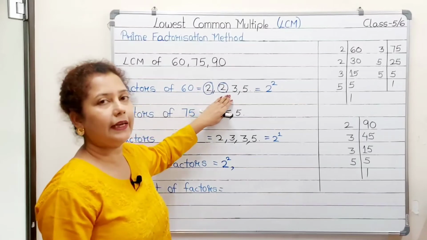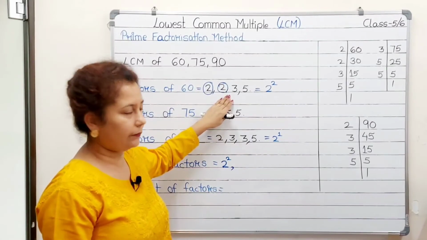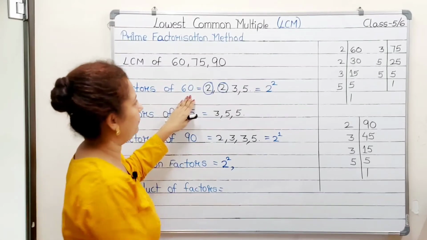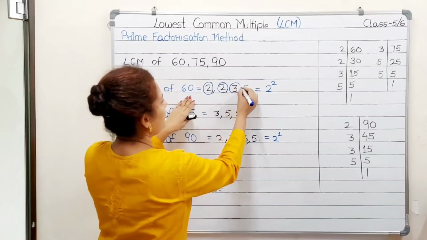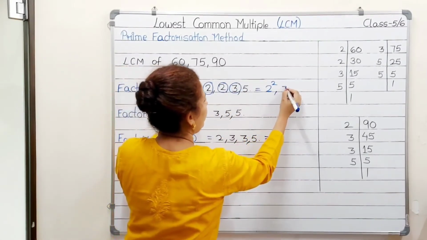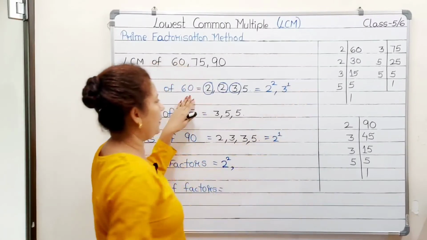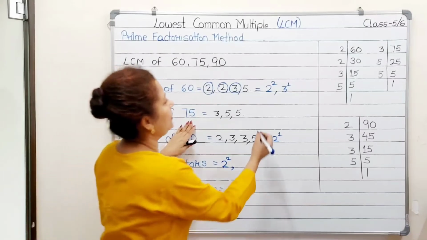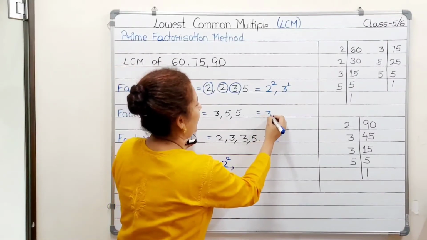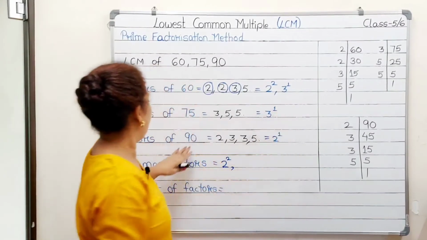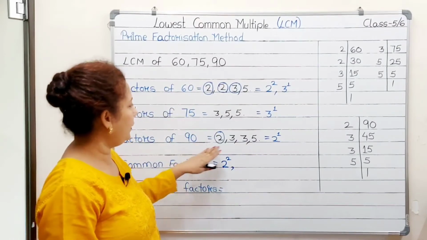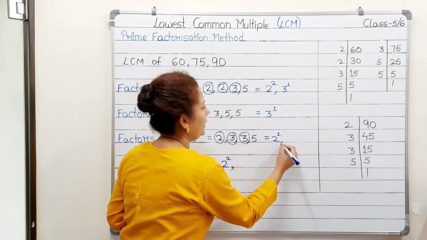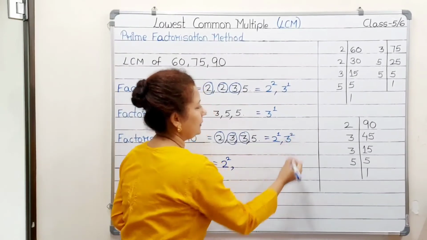Next we will move to the next prime number, that is 3. 3 is present as a factor of 60. In 60 it is present once. So we will write 3 as once. In 75 again 3 is present once. In 90 3 is present twice. So we will write 3 twice.